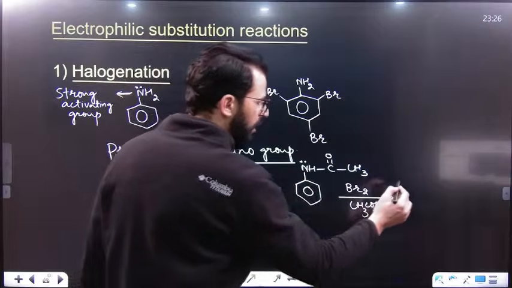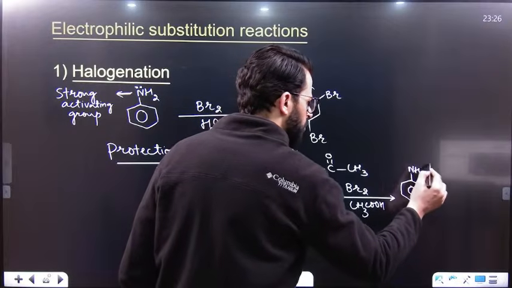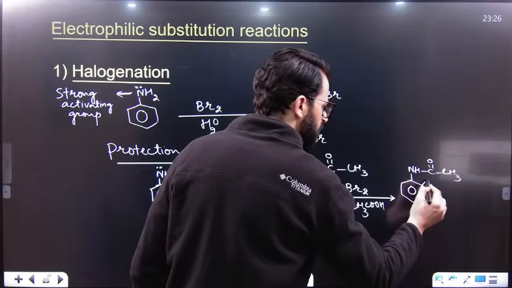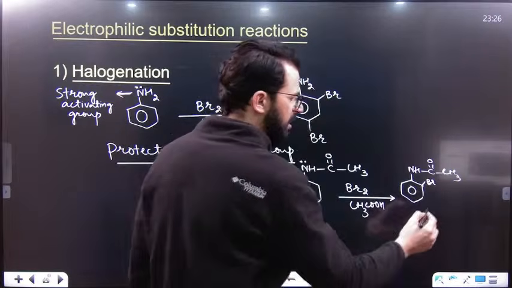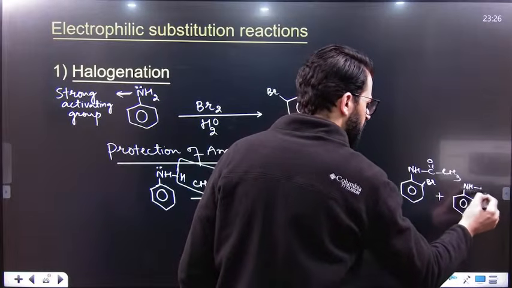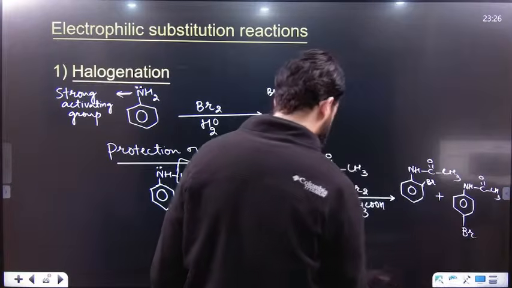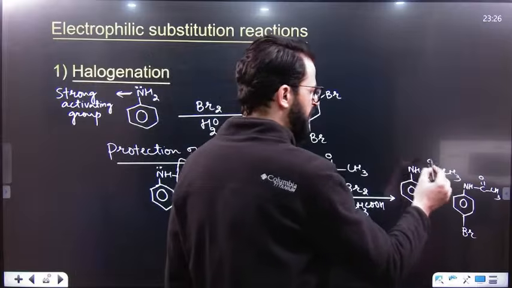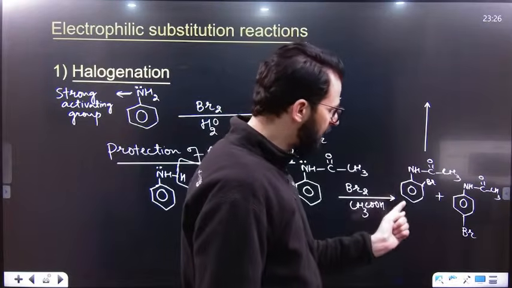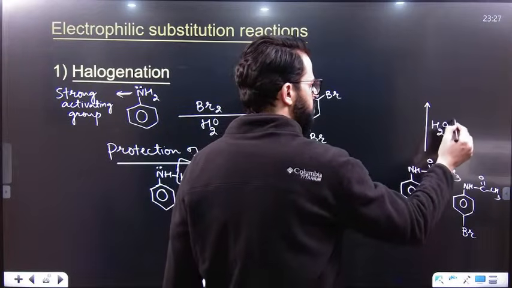Br positive will go either to the ortho position or to the para position. But remember, here, as we know, repulsion is there. So the ortho product will be the minor product, and the para one will be the major product. So the para product will be the major product. After this, as the electrophile goes to either the ortho or para position, now what will we do? We will simply do hydrolysis of this.